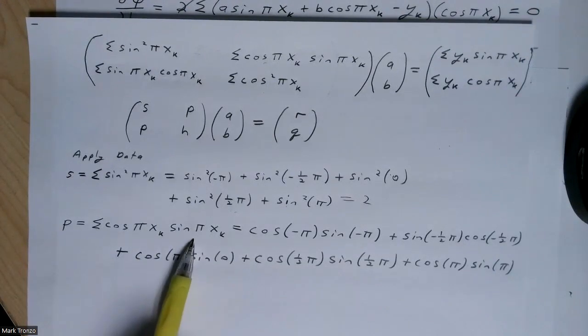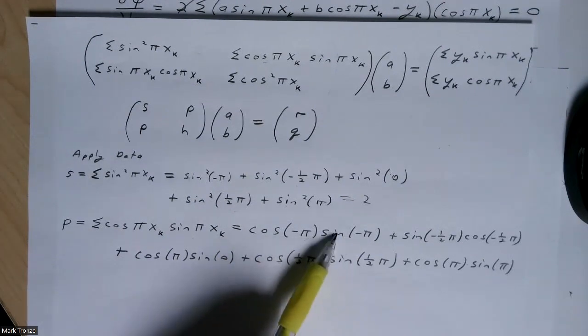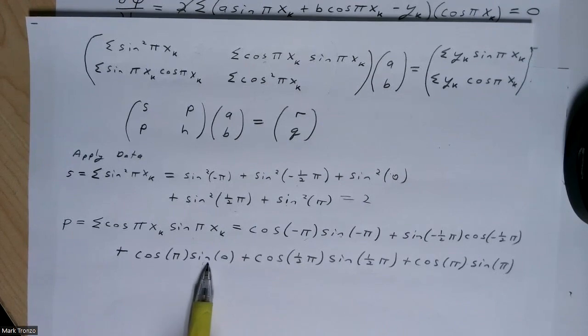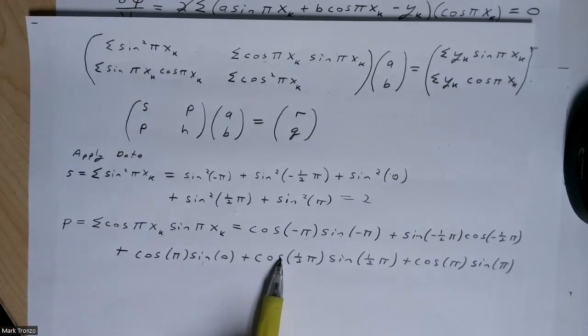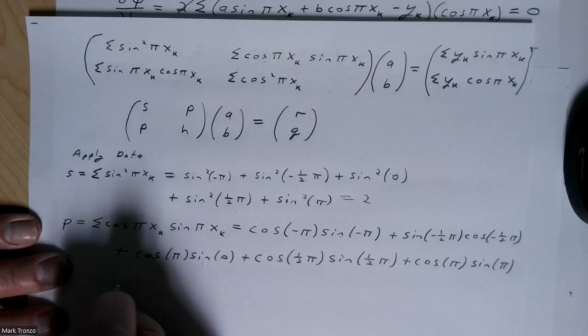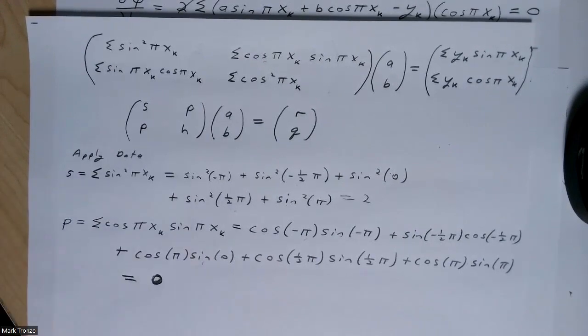And that's going to be 0. Excuse me, over here, the sine is going to be 0 here. Over here, the cosine is going to be 0. This is going to be 0. Here, the cos is going to be 0. Here, the sine is going to be 0. So those are all going to be zeros. So this one ends up adding up to a big 0.